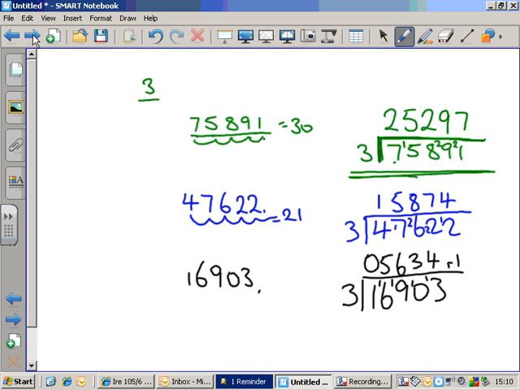And let's check the last number. 1 and 6 is 7. 7 and 6, 16. 7 and 6 is not 16. Yes, it is 16. Beg your pardon. Plus 0, plus 3 is 19. So those digits add up to 19.